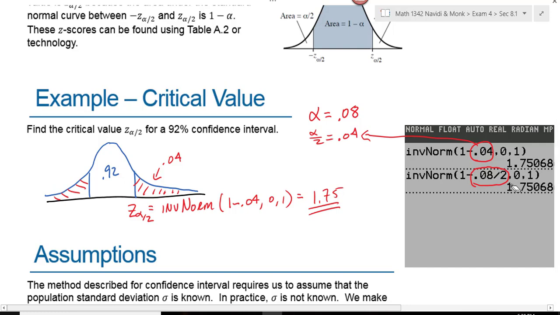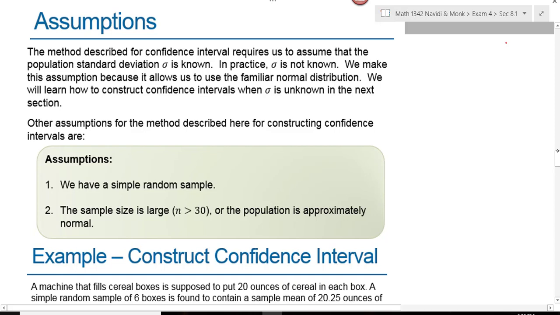I'm giving you options. The method that we described for confidence intervals requires us to assume that the population standard deviation is known, and you have to be estimating a population mean. In practice, though, sigma is not known. We do have some distributions where we do know the population standard deviation. For example, IQ scores we know are normally distributed with a mean of 100 and a standard deviation of 15. We know that because we've been studying IQ scores for decades. We have a lot of data on those. So we make the assumption that we know what sigma is because it allows us to use the familiar normal distribution. In the next section, we're going to look at what to do if sigma is unknown.